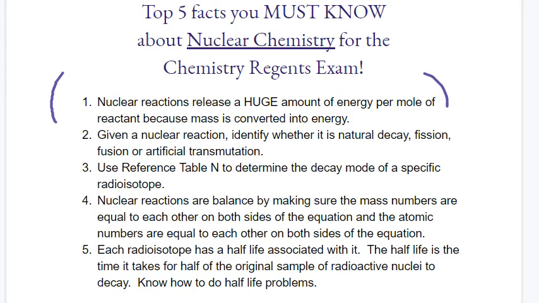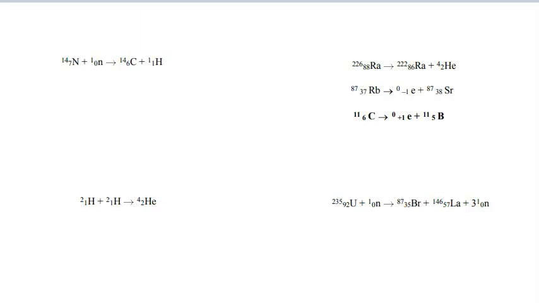Going to number 2: given a nuclear reaction, identify whether it is natural decay, fission, fusion, or artificial transmutation. I'm going to find a Regents question and we'll break it down. So let's take a look at the 4 types of nuclear reactions. Now, you have to go based on pattern recognition, and let's take a look.